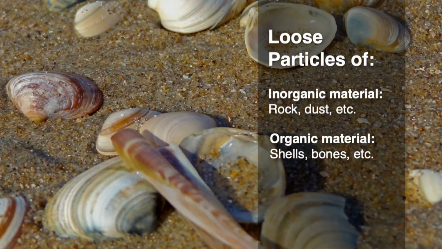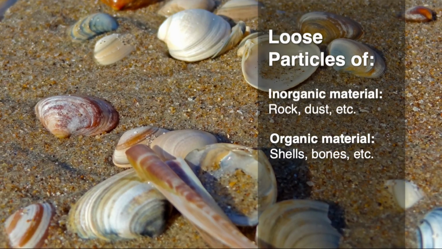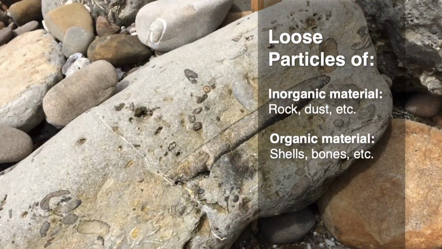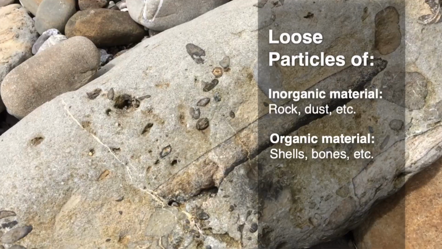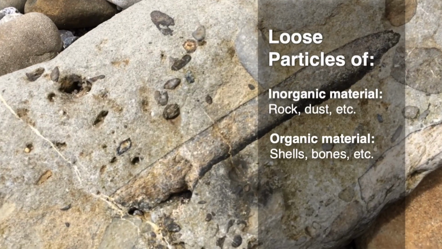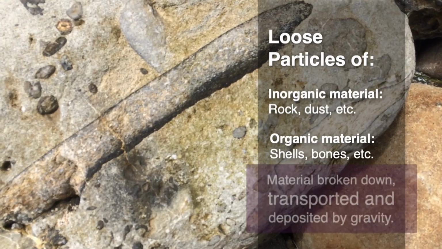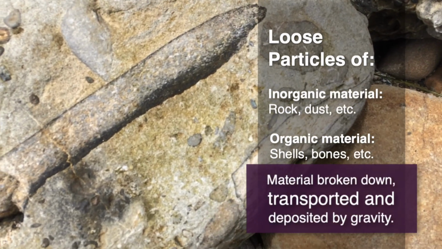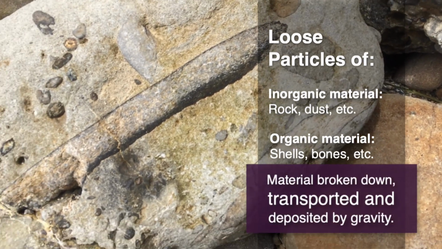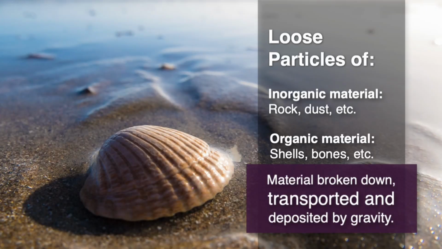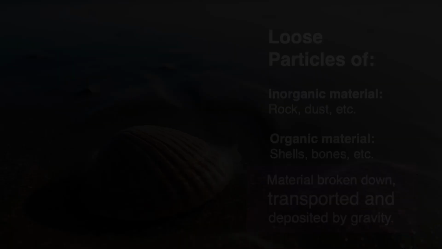We also have organic material, as we alluded to. So shells and bones and some of these organic pieces of material that come from living organisms can be turned into fossils. So any material that is really broken down into some form, transported, and then deposited by gravity is something that we would consider a sediment, and it usually gets deposited horizontally and eventually solidified.